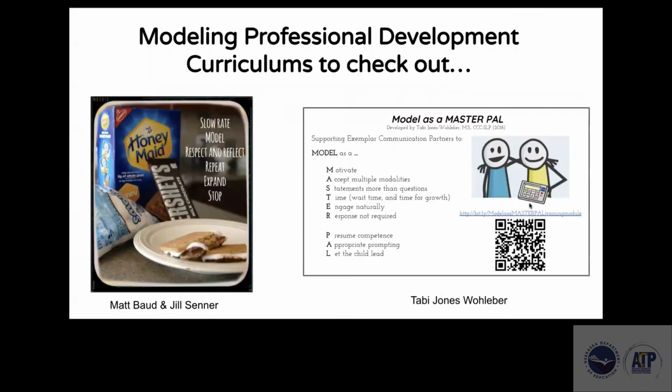And I did want to share two curriculums that are already created that you can search online and find more information about. They are excellent. Matt Baud and Jill Center created SMORES: slow rate, model, respect and reflect, repeat, expand, and stop. The acronym is SMORES. And then Tabby Jones-Moldberg created Model as a Master PAL, and that is an acronym as well that you can see here. Both are excellent curriculums that you can look into if you need additional support for you and your staff.